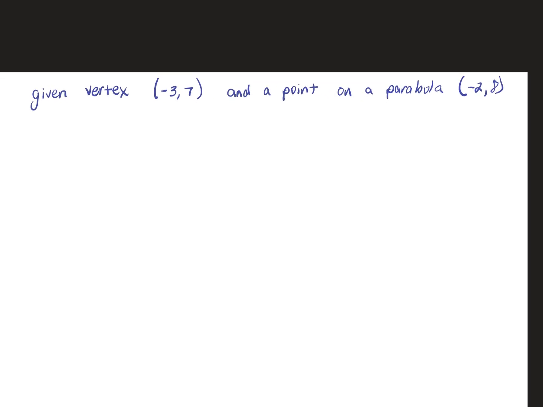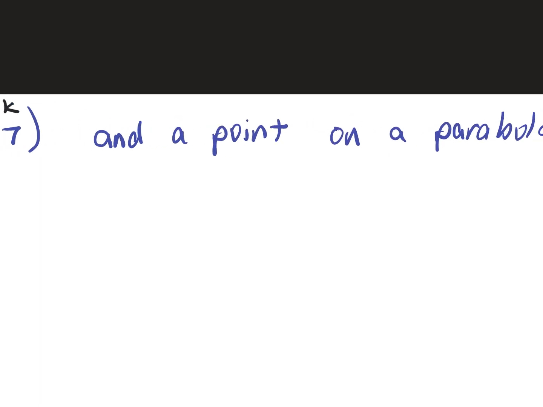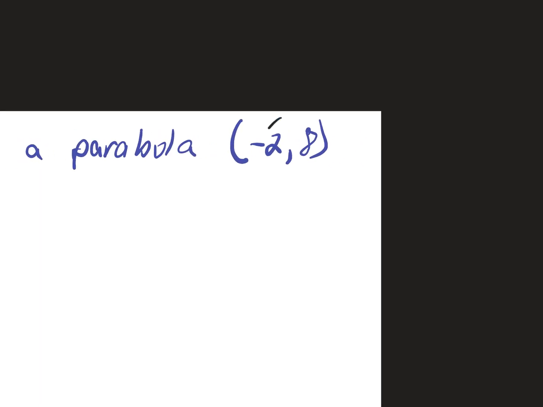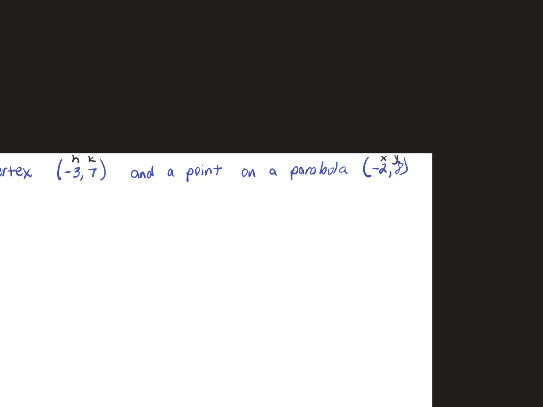Given the vertex and a point on a parabola. There's only one you have to graph. Given the vertex and the point on the parabola, write in vertex form. All right, so think about what they give you. They give you the vertex, which is your h and your k. They give you an x value and a y value, which is the point that's on the parabola, correct? You guys agree with me? All right, so what do we have to find first before you can write in vertex form?